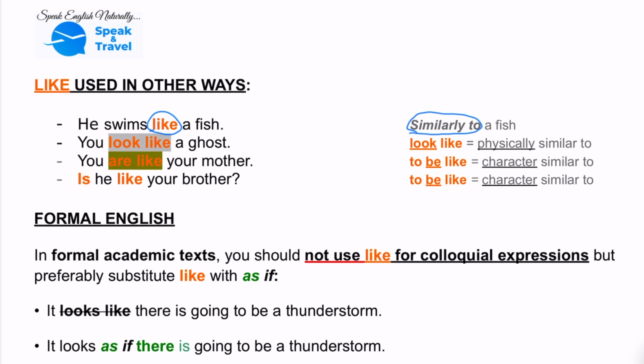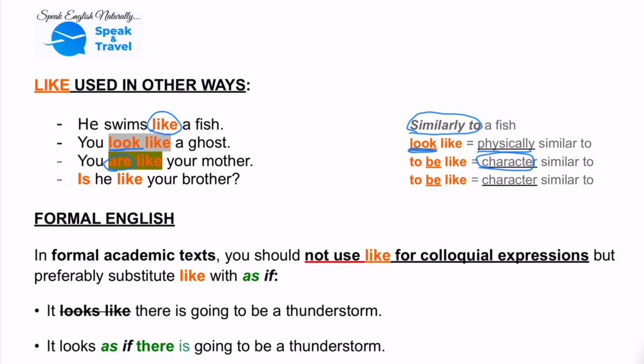Instead, you look like a ghost means that you physically have something similar to a ghost. You are physically similar to a ghost. And it's very easy to remember because the word look is the looks you have, or when I look at you, I imagine you are a ghost. So look like is always a physical thing. Instead, you are like your mother is something that is referring to your character. Your character is similar to your mother's character.